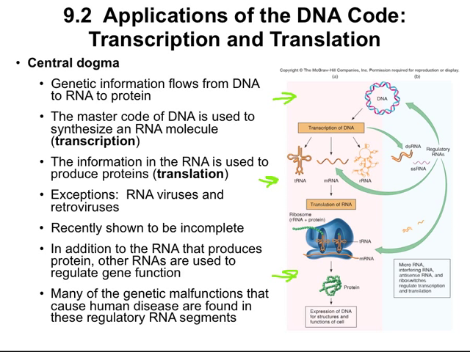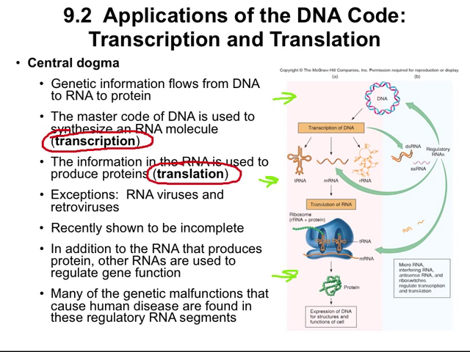The master code of DNA is used to synthesize an RNA molecule in the process called transcription. So transcription is the process of making an RNA transcript of the DNA. We're basically transcribing from one language, the DNA language, to a new language, an RNA language. After we've made an RNA transcript, the information from RNA is then used at the ribosome in the process of translation, where the nucleotide code is translated into a protein.